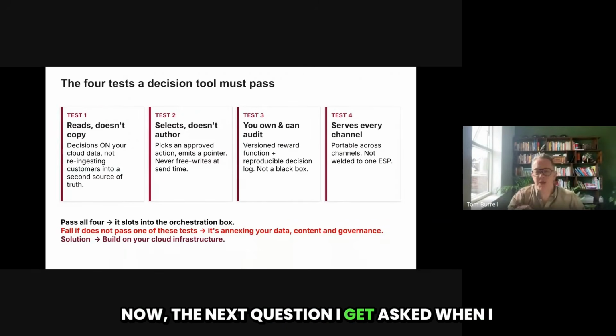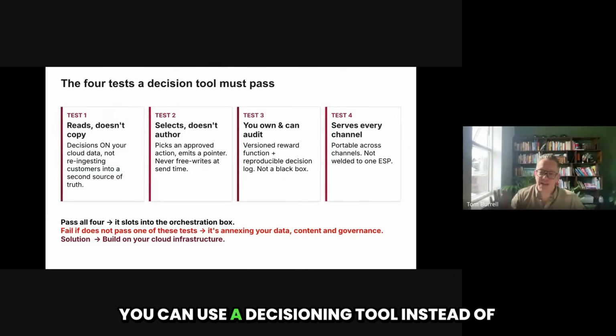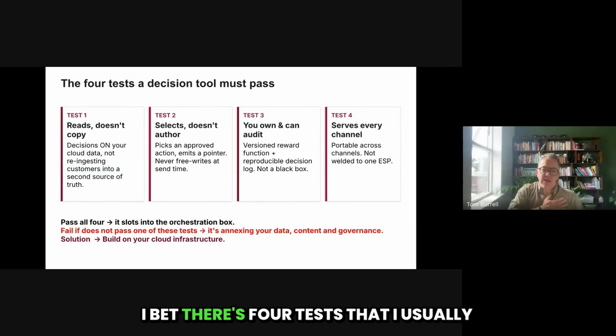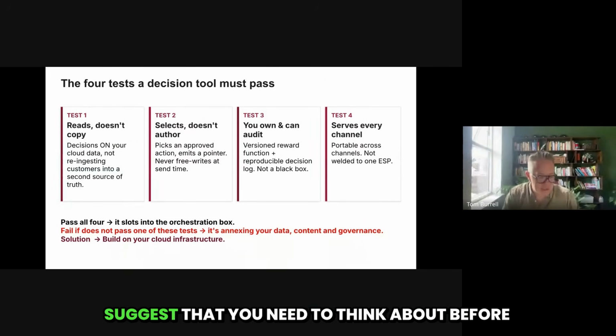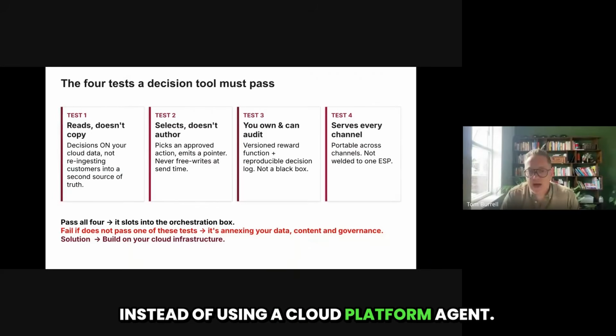Now, the next question I get asked when I talk about this is, why can't we use a decisioning tool? And the answer is you can. You can use a decisioning tool instead of using an agent, and there are some great decisioning tools out there as well. But there are four tests that I usually suggest you think about before you decide on using a decisioning tool instead of using a cloud platform agent.